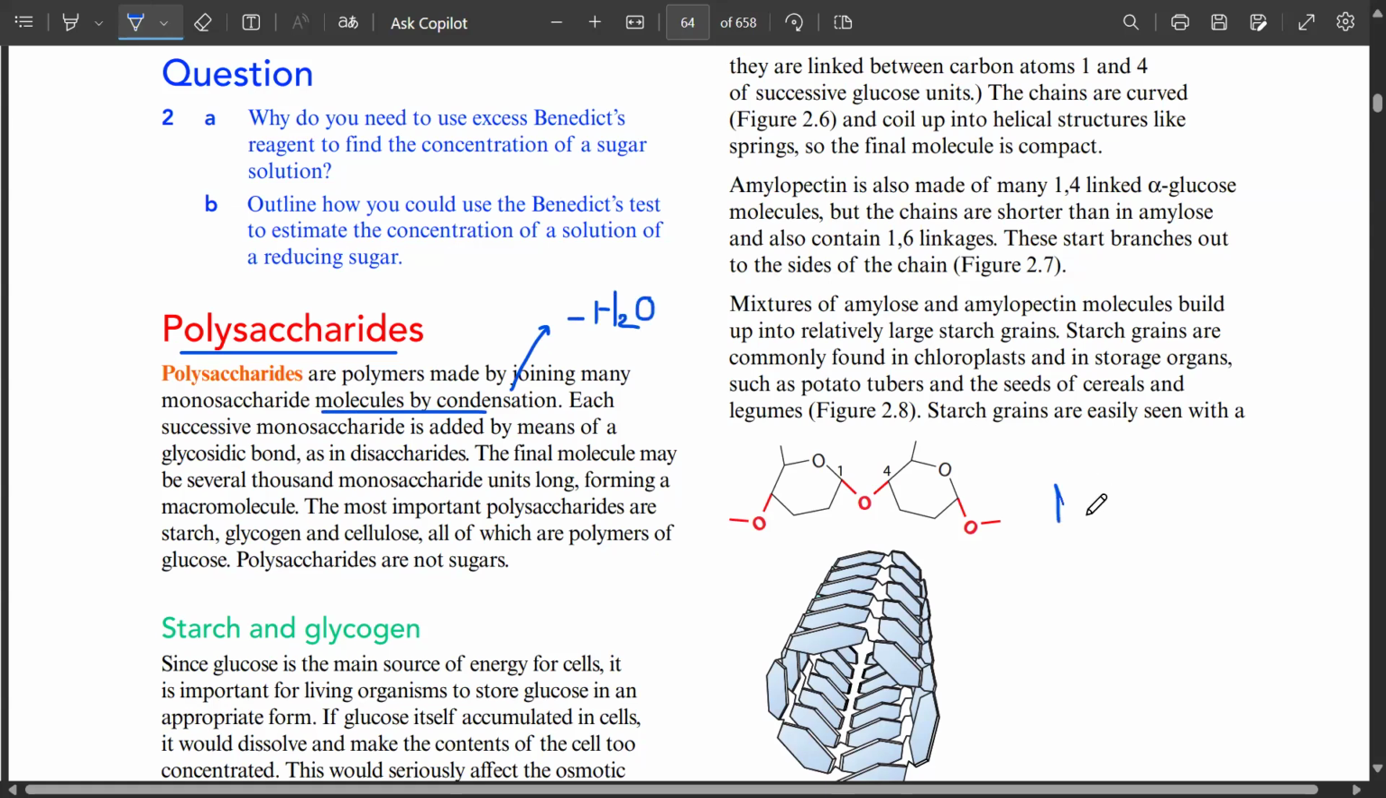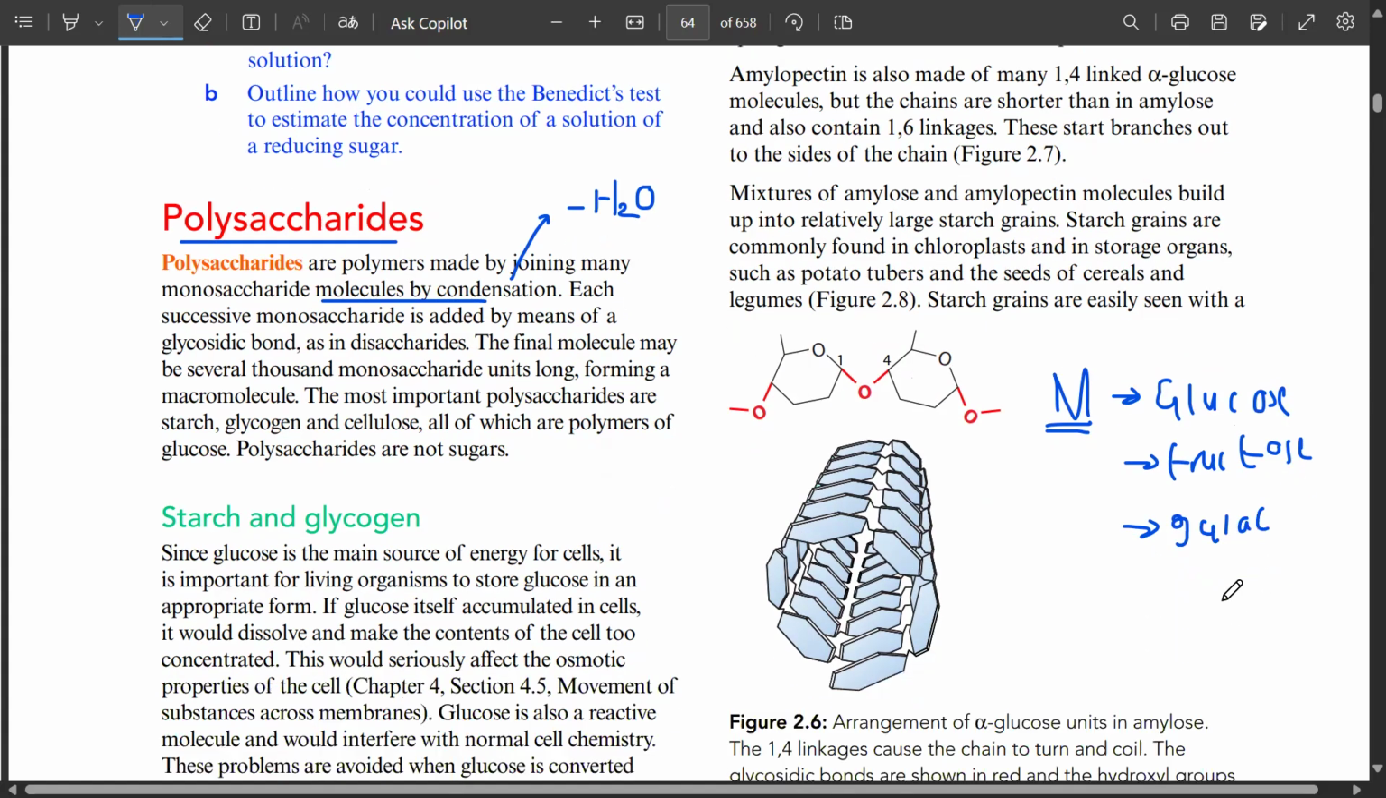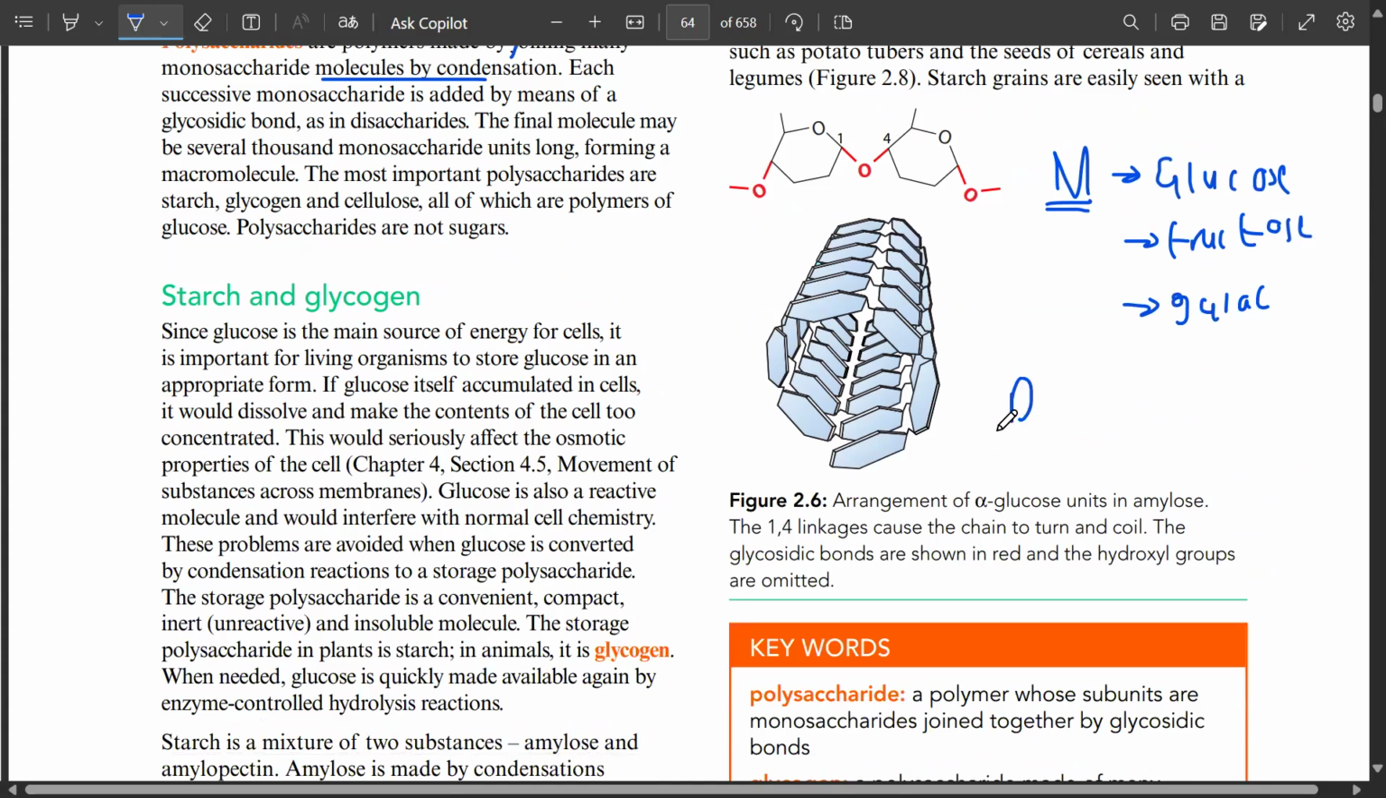If we talk about what are the different monosaccharides that we have studied till now, can you tell me? Glucose, fructose, galactose. Good job. Okay. And what is formed when glucose and glucose combine? Maltose. Good. Okay. So one of the disaccharides we've studied is maltose.